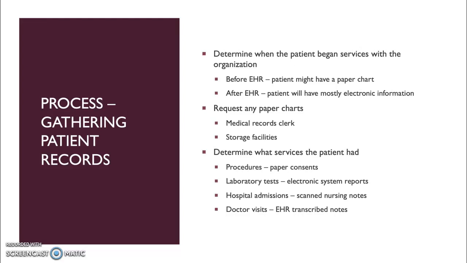Next, we'll need to determine what types of services the patient receives, so we can then determine where the patient information might be stored. If they had any types of procedures done, it's likely that the patient has paper consent stored somewhere. If they had any laboratory tests done, then they probably will have information stored in electronic systems that store this type of information or these reports.